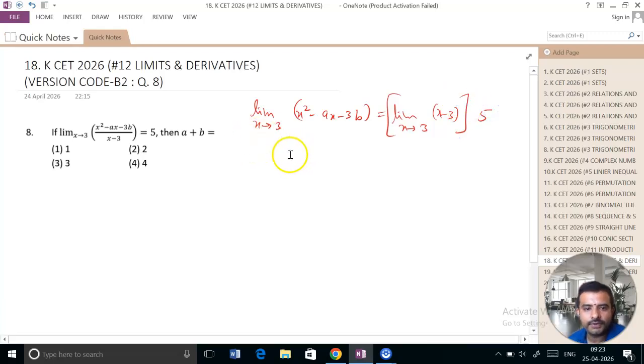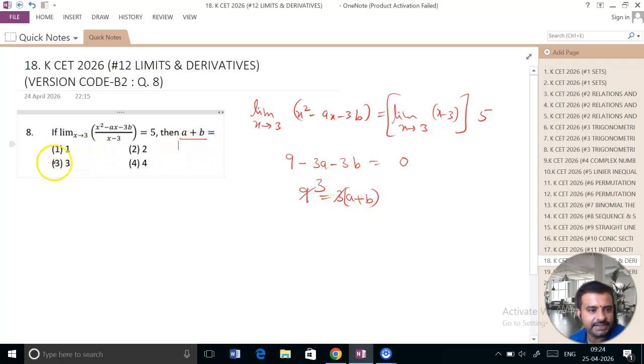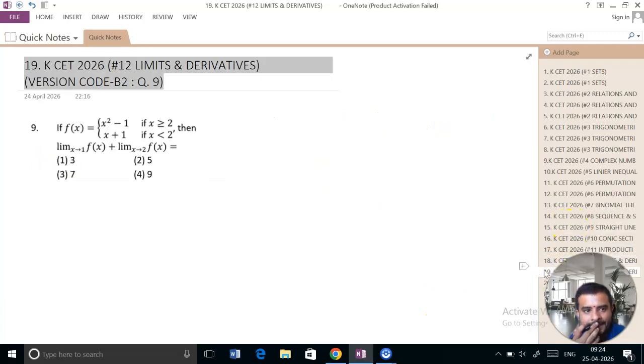Take it outside. So if you are going to apply 3 square is 9 minus 3a minus, the limit of a constant is constant. This is equal to, if you are going to apply the limit as 3, it becomes 0. 0 into 5 is this one, and this is equal to 3a plus 3b. So if you take 3 as common, it becomes 3 into a plus b. 3 ones are 3, 3 threes are. Since they ask what is a plus b, the answer will be 3. So option 3 is the right answer for question number 8.